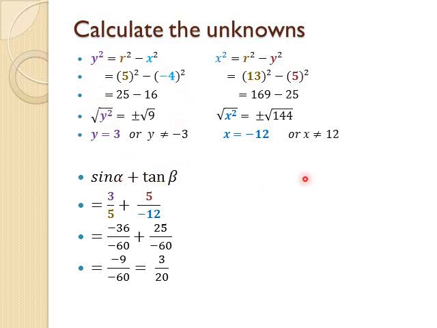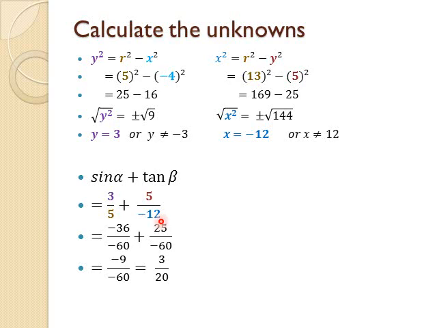This side is alpha, that side is beta. So for alpha, sine is y over r, my y is 3 and my r is 5. So that gives me 3 over 5. For tan beta, beta comes from that side, y over x. So my y there was 5 and my x negative 12.